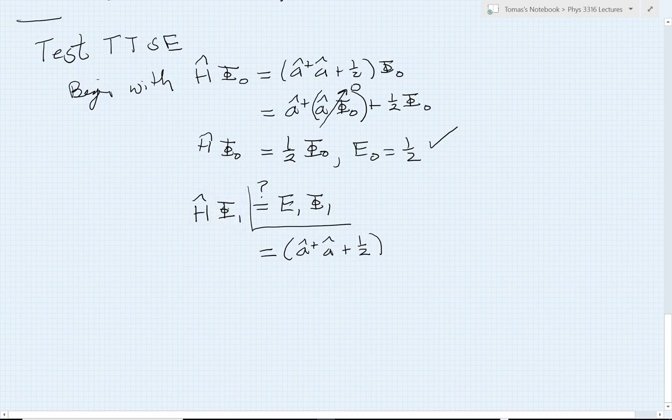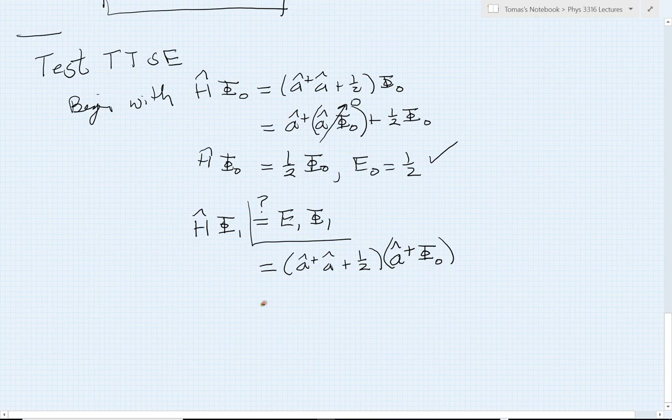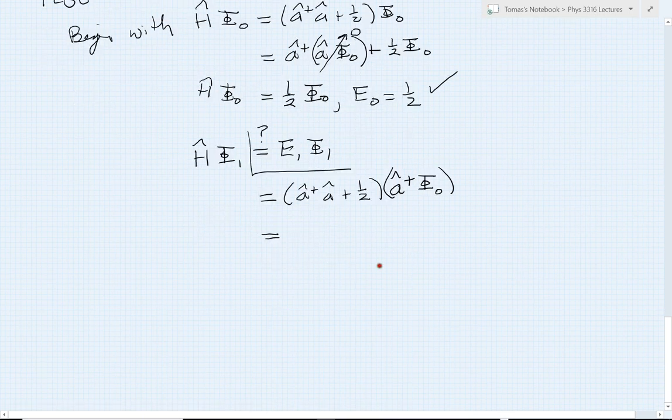anticipated first excited state. This is a state that we realized we could create with the a dagger operator acting on the ground state. So I know this is its own Fourier transform. I also know it has one node, so this is a very good candidate for that first excited state. The real question is whether it actually does satisfy the time-independent Schrodinger equation. So let's move along following the same sort of pattern as before.